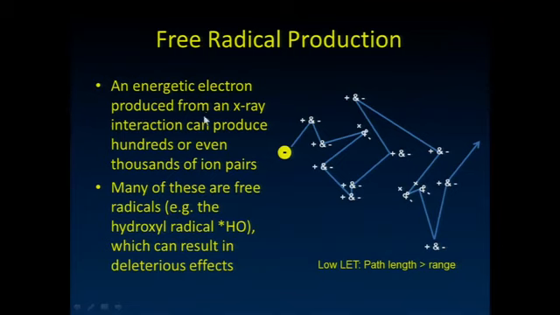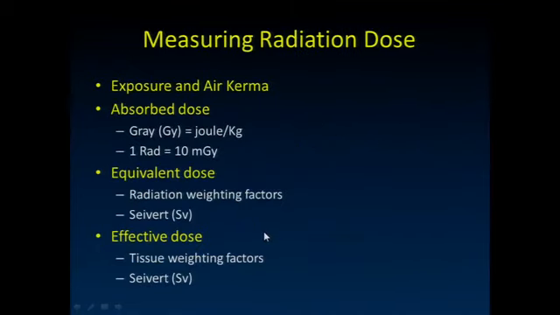Those energetic electrons produced, we've mentioned that they can produce many thousands, hundreds of thousands of ion pairs. And because the body is composed of a lot of water, a lot of those are hydroxyl radicals, right? OH minus, which can have quite a deleterious effect there. So how do we now try to measure what those damaging effects are by measuring what the radiation dose is that ends up being absorbed by the body?